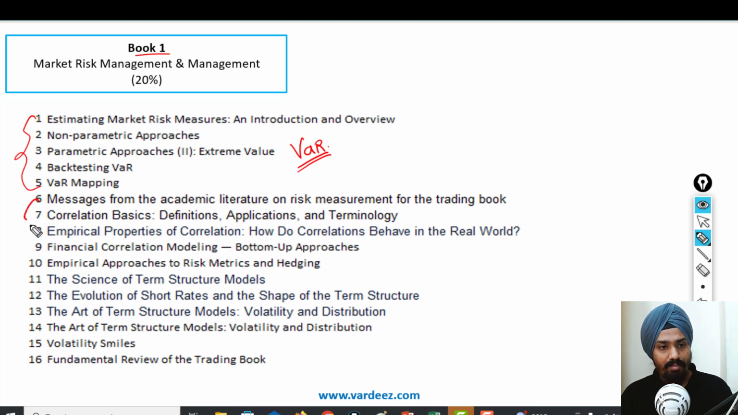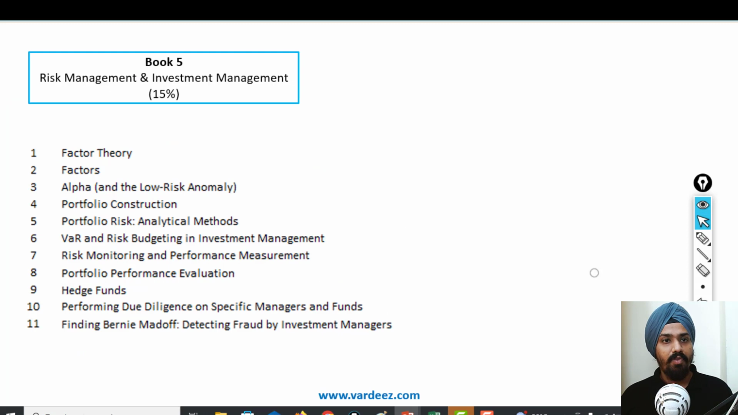And these chapters talk about correlations, and the interest rate and the term structures. So I think you are pretty much familiar with these kinds of topics. You know what correlations are and all the other things about correlation. So it's going to be very relatable for you, and I think you'll be able to adapt and finish this. So that's the reason book number 1 is the first thing that you should start.